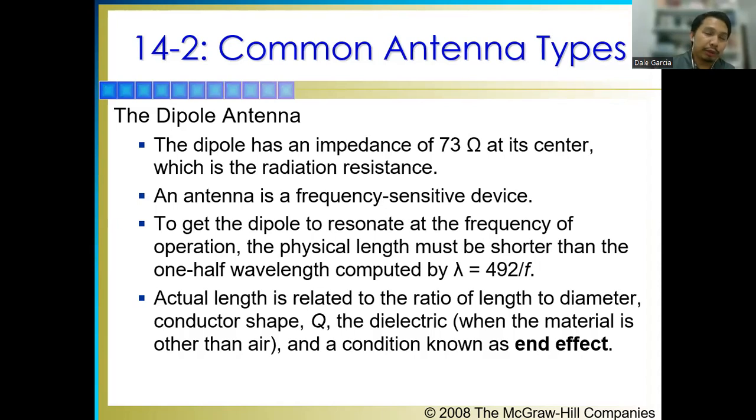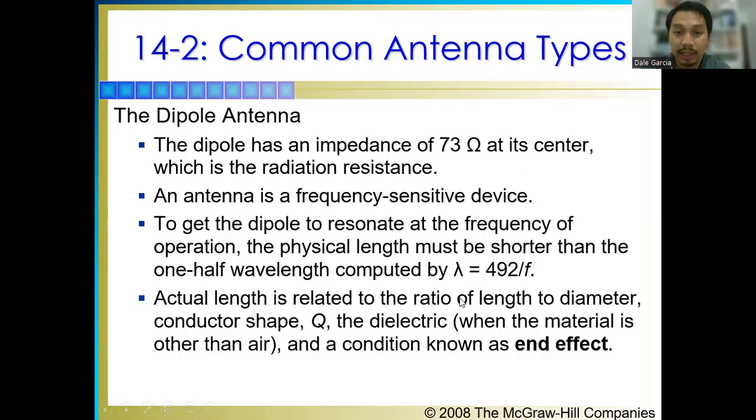Example, 2.4 gigahertz. So, 492 divided by 2.4 gigahertz. Take note of this, and be sure you understand what 492 over f for lambda means.